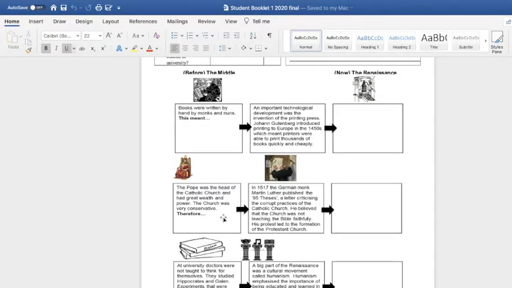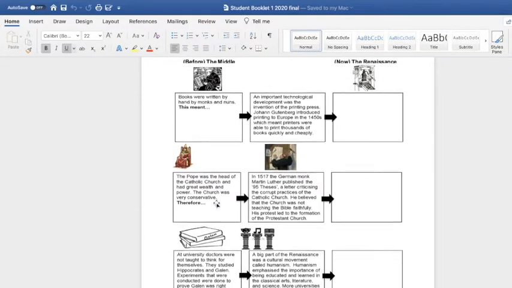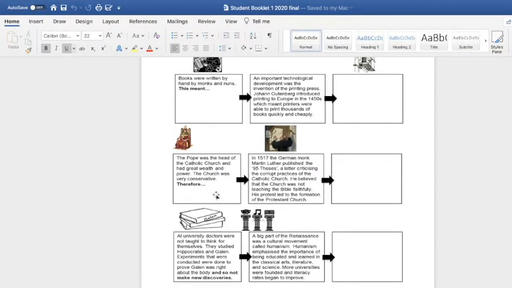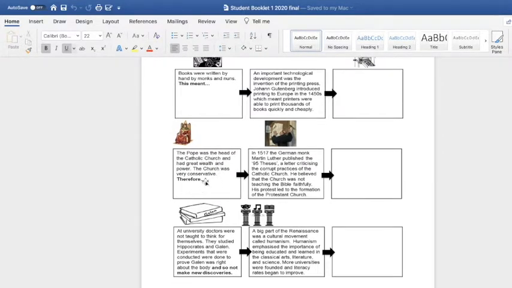You then have here the Pope. So the idea of the church being conservative, and the impact that would have. You then would write down here what the impact of that would be.